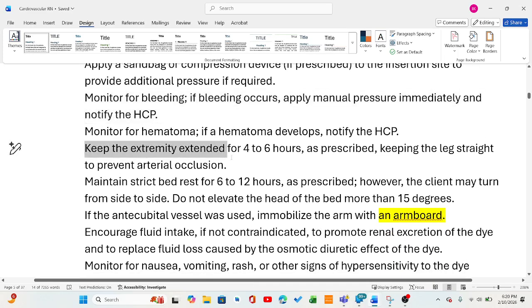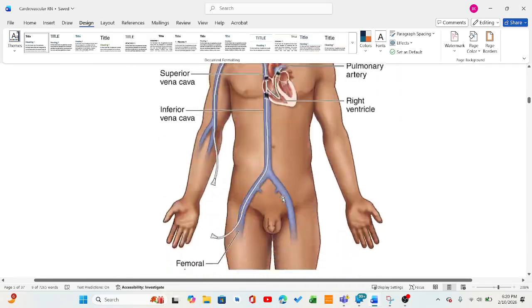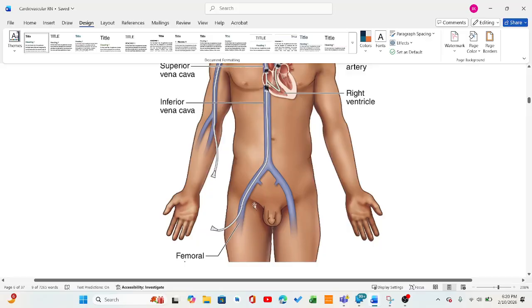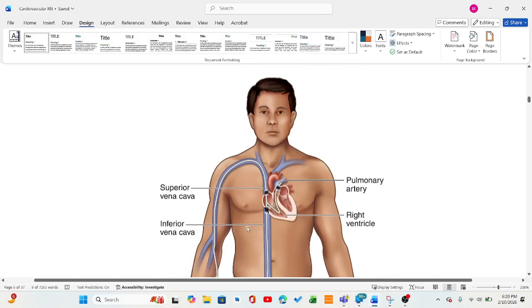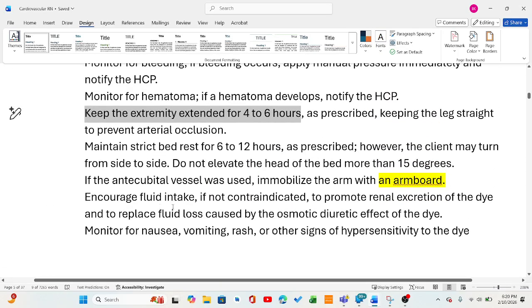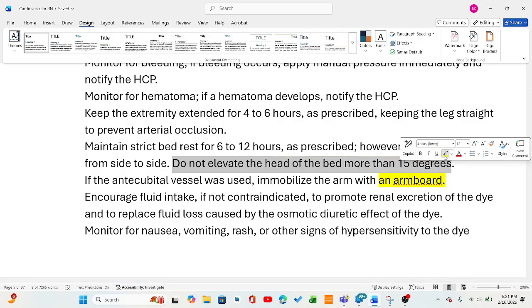You also want to know which site was used. In this case, they can use the femoral. So this is the femoral. When they use the femoral and the patient comes back, please note they like asking these questions a lot. You want to make sure that you maintain strict bed rest for at least the first 6 to 12 hours. Also, do not elevate the head of the bed more than 15 degrees. So remember this. They like asking that.